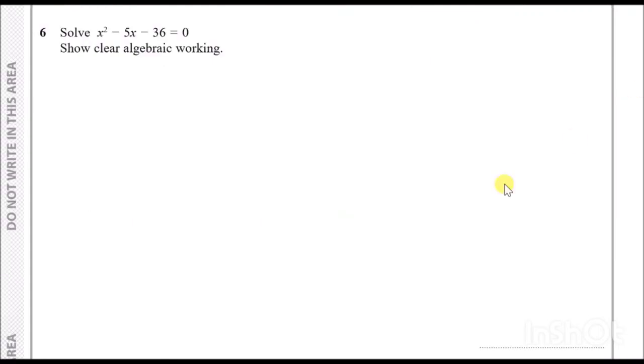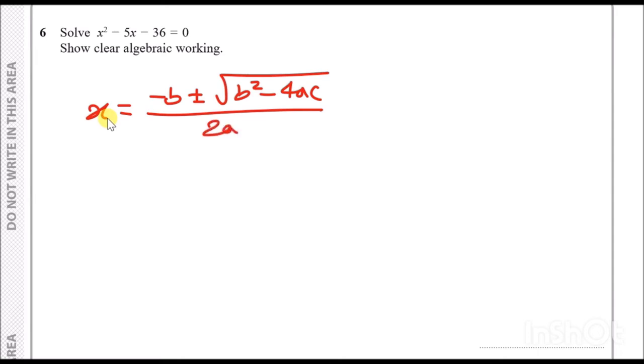Now for question 6, they want us to solve this quadratic equation which is set to 0 and show clear algebraic working. Now guys, this is just a straight up standard quadratic formula based question. All I recommend is that you guys use the quadratic formula. Now the quadratic formula looks a bit like this. We always say that x equals minus b plus minus the square root of b squared minus 4ac, and all of this is always over 2a.